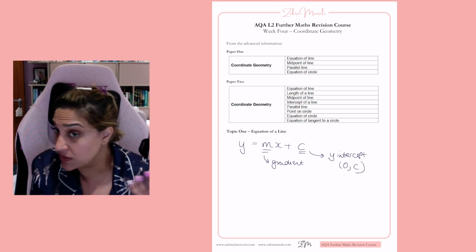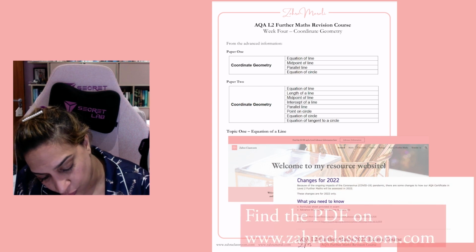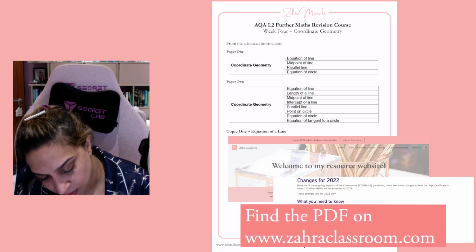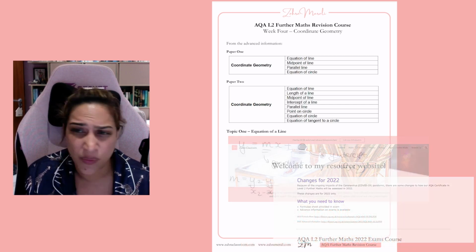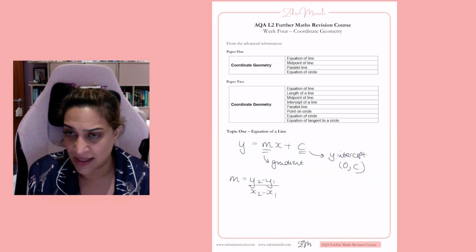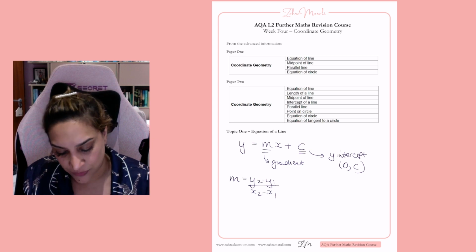There's a few equations that we need to know. Our gradient is our y2 minus y1 over x2 minus x1. You might have done it as rise over run, change in y over change in x. That's all this is, but in equation form.